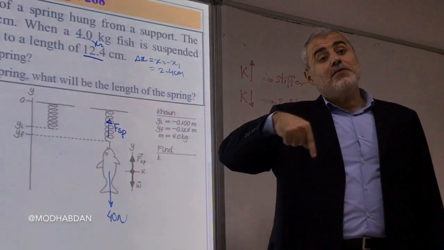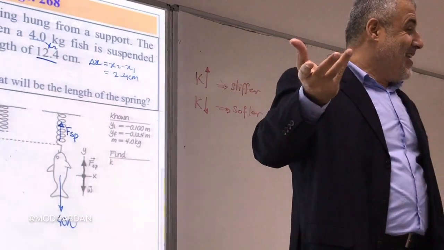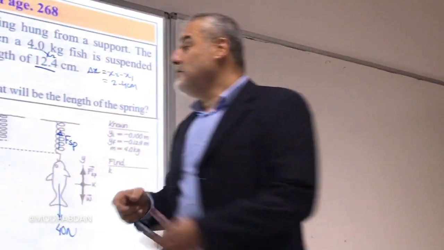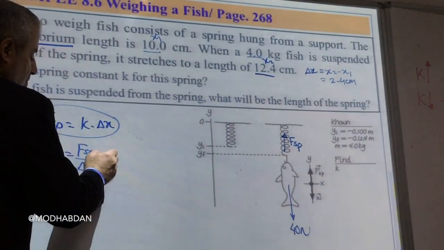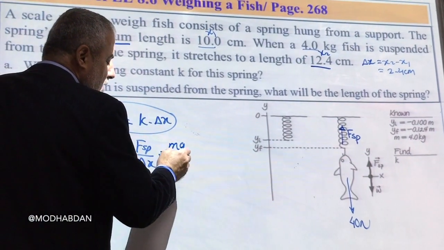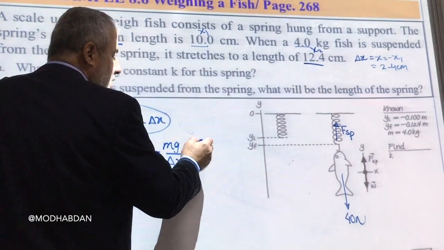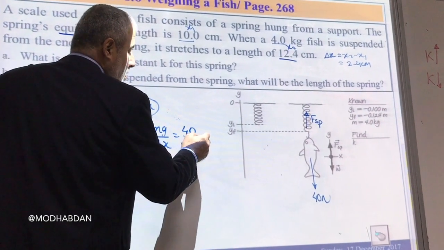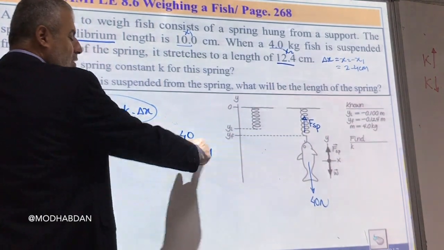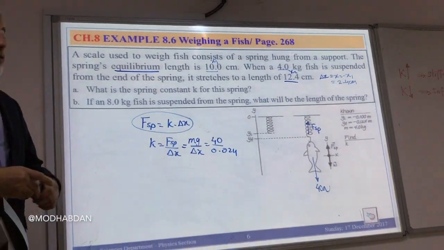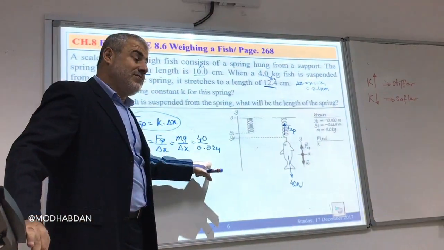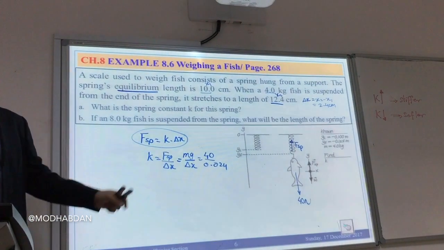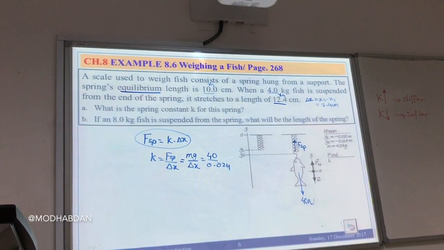This is actually a comparison. You got the point, guys? So precisely, we put this here. Simply, you just write it mg over delta x. So you say 40 over 0.024. Is that clear why 0.024? You have to convert to meter. Okay, is that okay? Now we find the value of K.